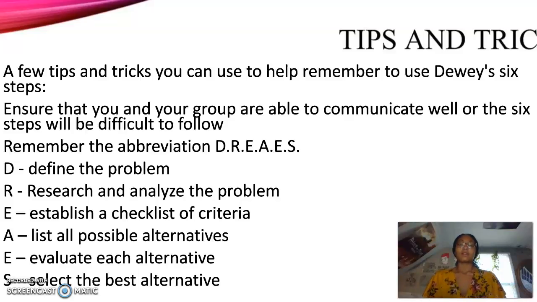And you can remember the abbreviation DREAS, which is D, define the problem. R, research and analyze the problem. E, establish a checklist of criteria. A, list all possible alternatives. E, evaluate each alternative. And S, select the best alternative.